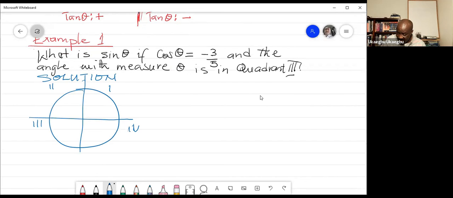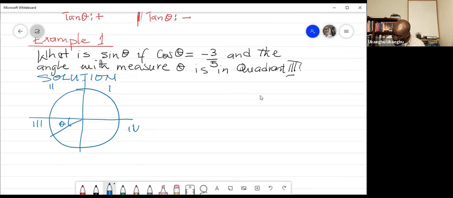So they are talking about the angle in third quadrant. So your angle is here. And this is the theta right here. And they are saying that the cos is -3/5. Cos is -3/5. Cos is always, you know. So now here's what you do.